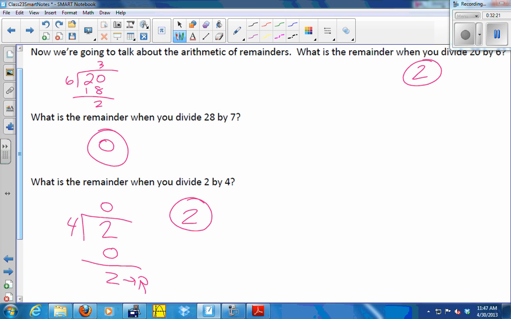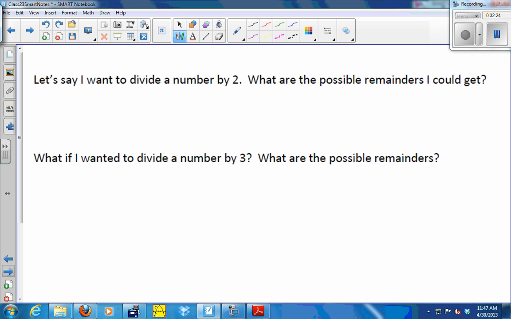All right, so we can always find remainders by just doing the long division. Let's say I want to divide a number by 2. Any number. What are the possible remainders I could get? 0. 2 could go in evenly. Yep. Any others? 1. I could have 1 left over. That's it? Why not 2? Why can't 2 be a remainder? Because if 2 were my remainder, then I could put 2 in one more time and my remainder is 0. Does that make sense? So these are the only 2 possible remainders, 0 and 1.